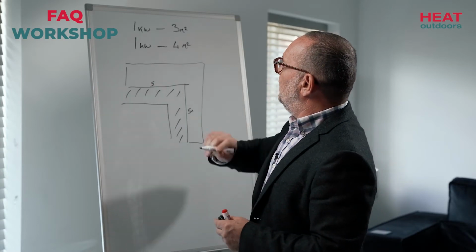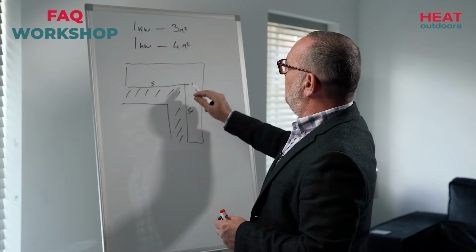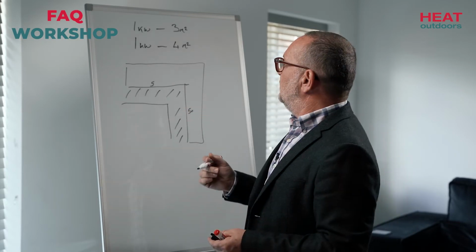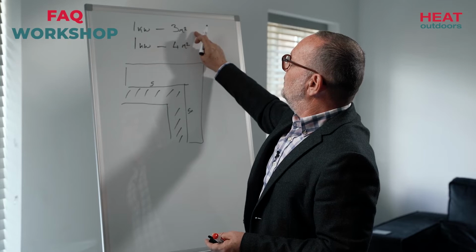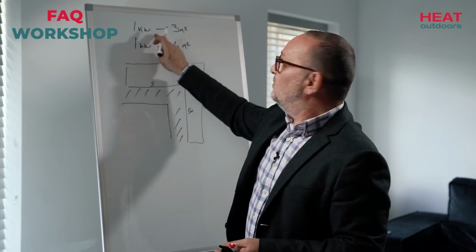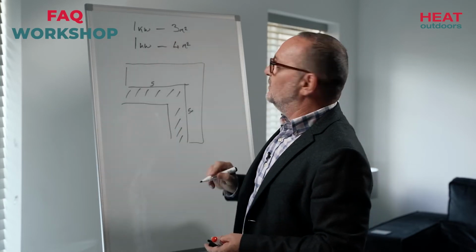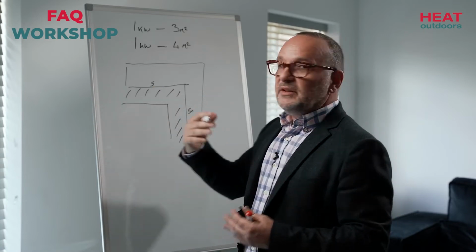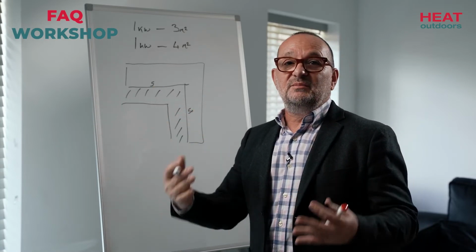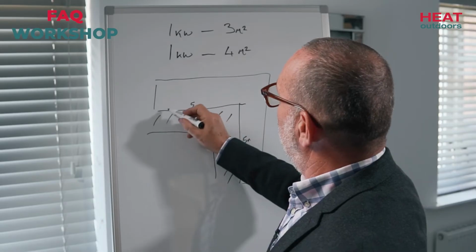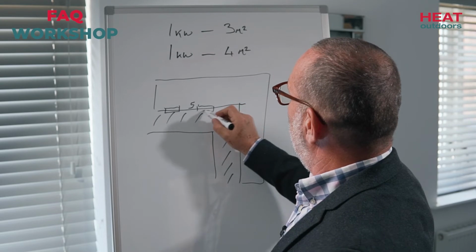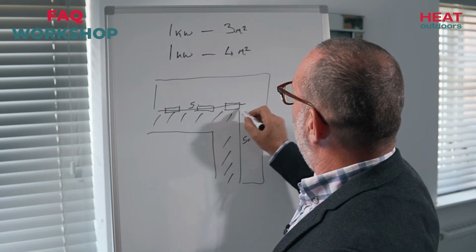So using this calculation again, if I said here I've got 5 meters long by 3 meters wide, that's 15 square meters. 15 square meters, 1 kilowatt per 3 meters means we need 5 kilowatts to heat this area along here. Now, there's lots of different heating options, but bearing in mind that's a minimum. So if I was putting it along here, I'd, let's say, have one heater here of 2 kilowatts, one here of 2 kilowatts, and one here of 2 kilowatts.